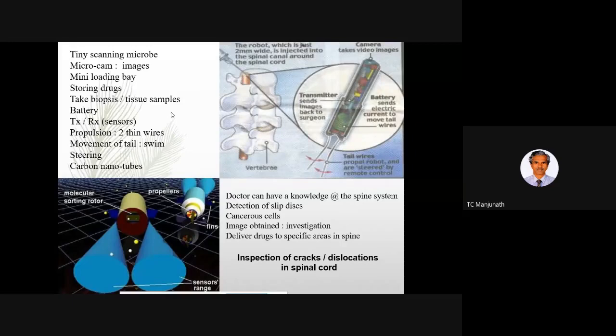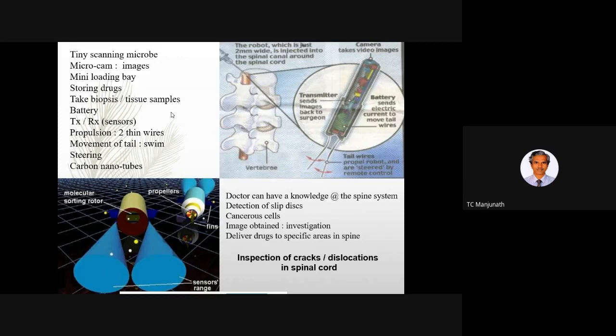There is a tiny robot designed by NASA that is just 2 mm wide, and it is injected around the spinal cord. It takes the cameras, takes the video images, and the transmitter and the receiver send the signals. The tails are used for motion.